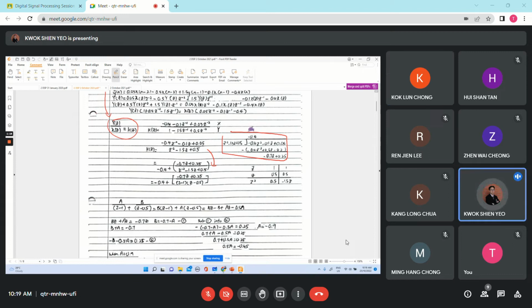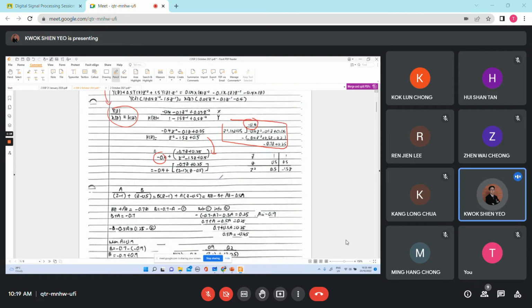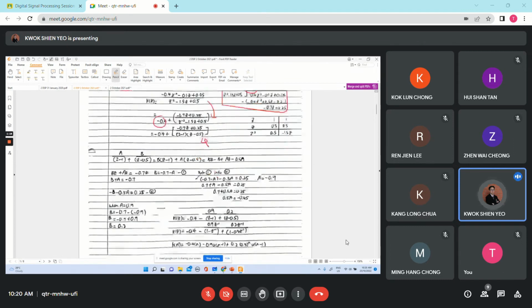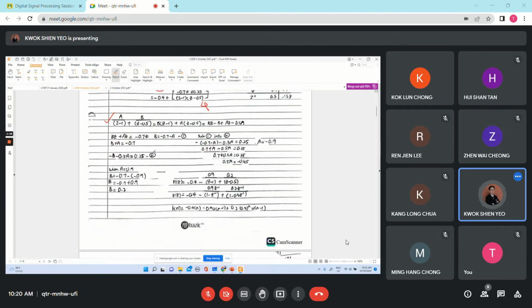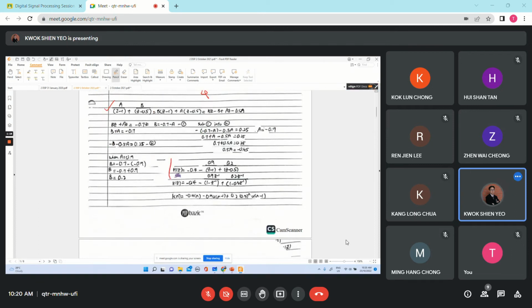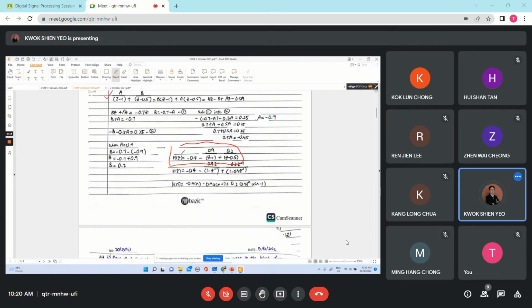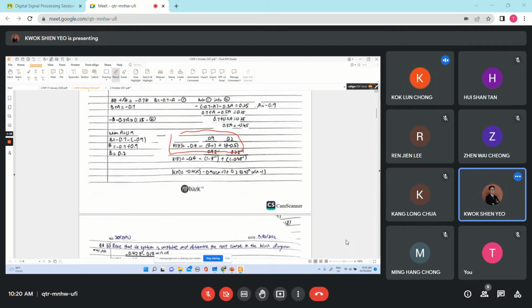Okay, so because of long division, you got this. Then you keep this like this and separate. Then partial fractions. Okay, you do partial fractions, then you got your A and B, and then you got this. And then what is the h[n]?